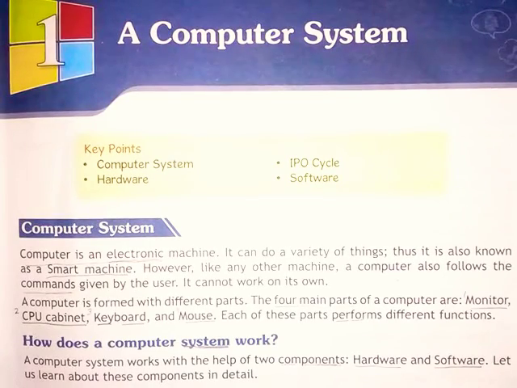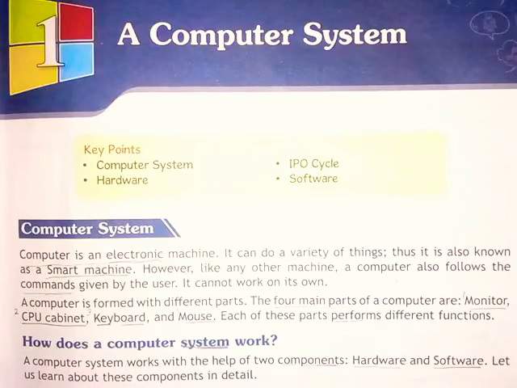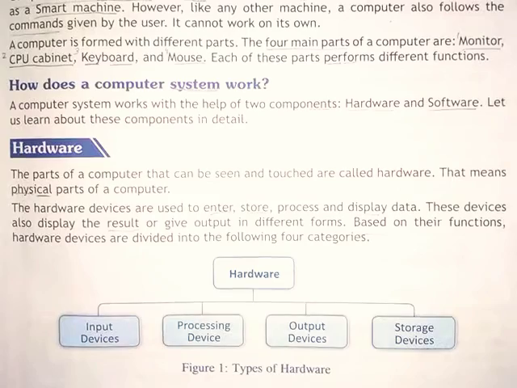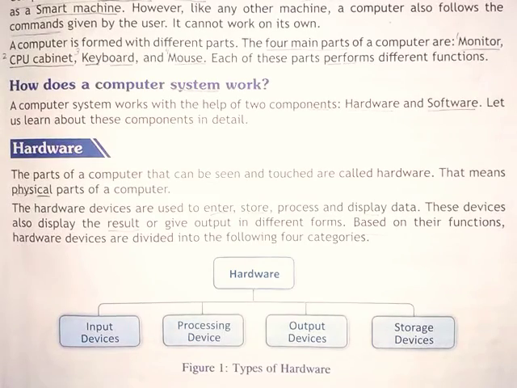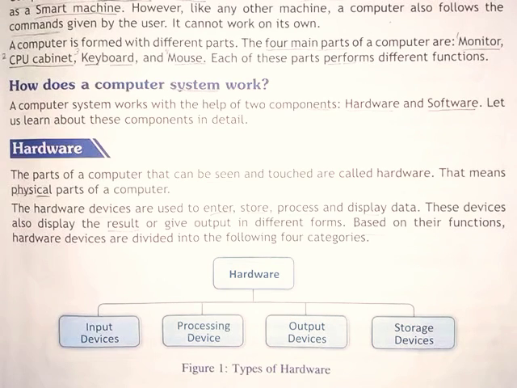Now let's learn about the parts of the computer. First, we will learn how a computer system works. A computer system works with the help of two components, hardware and software. Let us learn about these components in detail. Hardware. The parts of a computer that can be seen and touched are called hardware. That means physical parts of a computer.